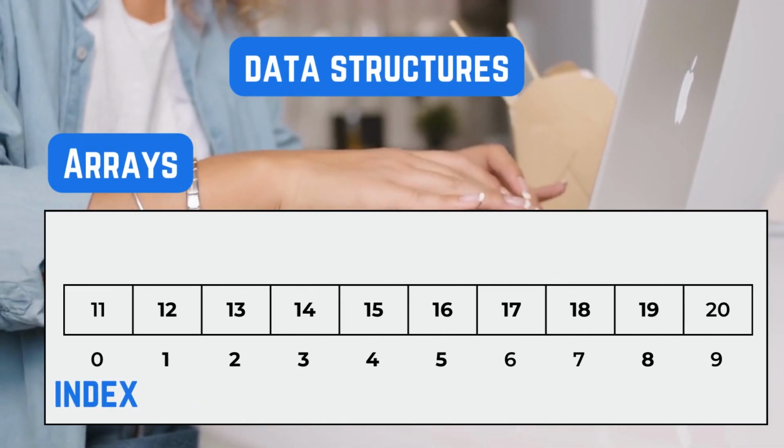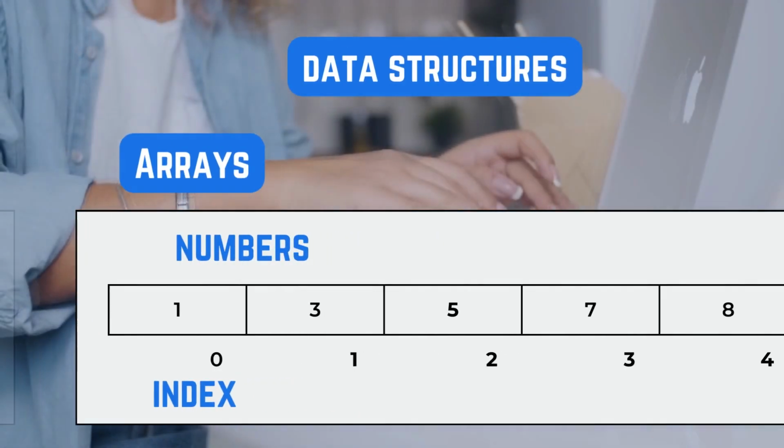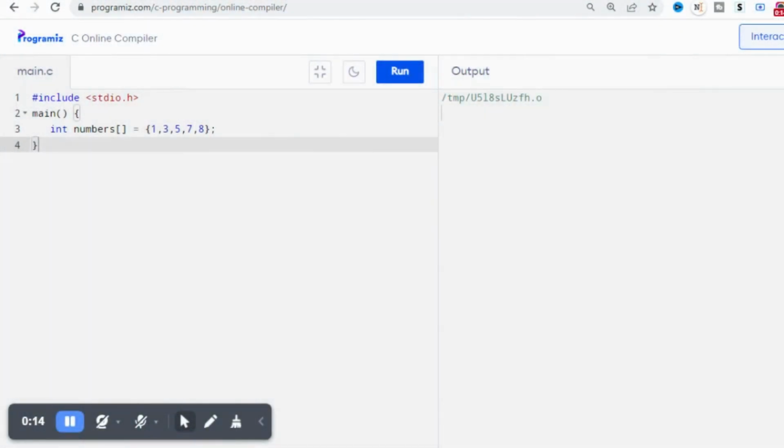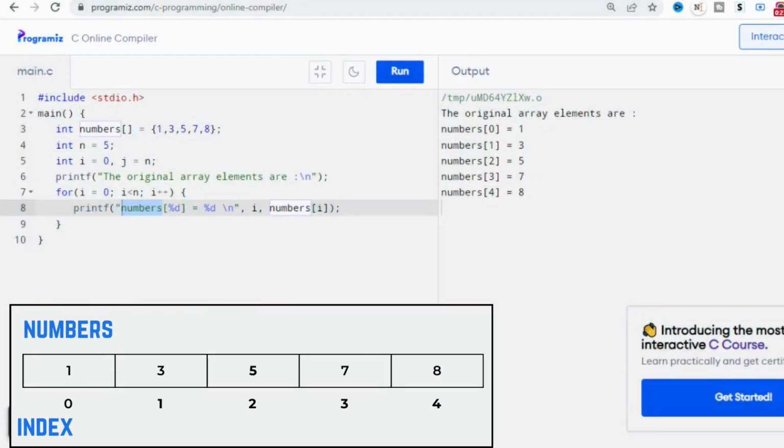Let's take a look at some simple examples. In this example, we have an array of integers called numbers with a length of 5. First is the traverse operation. This operation is to traverse through the elements of an array. To access an element in the array, we can use the index of the element we want to access. For example, to access the third element in the array we use index 2.